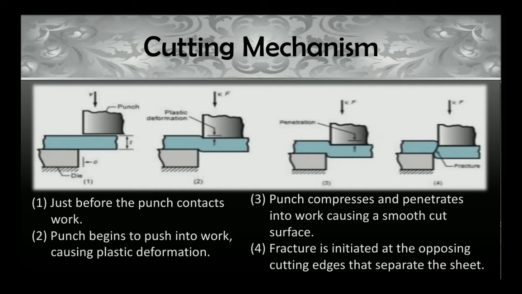in which the upper cutting edge sweeps down past a stationary lower cutting edge. As the punch begins to push into the work, plastic deformation occurs in the surfaces of the sheet. As the punch moves downward, penetration occurs in which the punch compresses the sheet and cuts into the metal. This penetration zone is generally about one-third the thickness of the sheet. As the punch continues to travel into the work, fracture is initiated in the work at the two cutting edges.